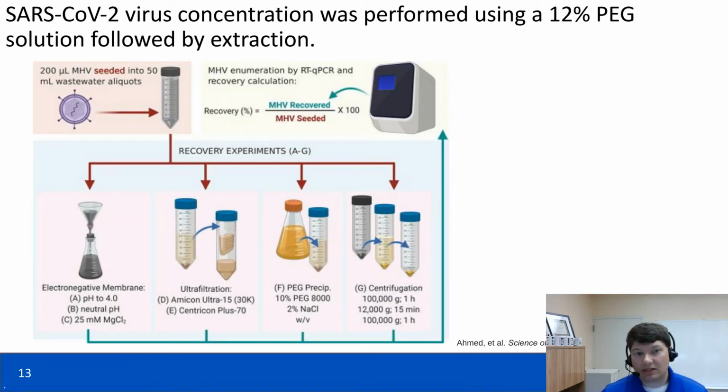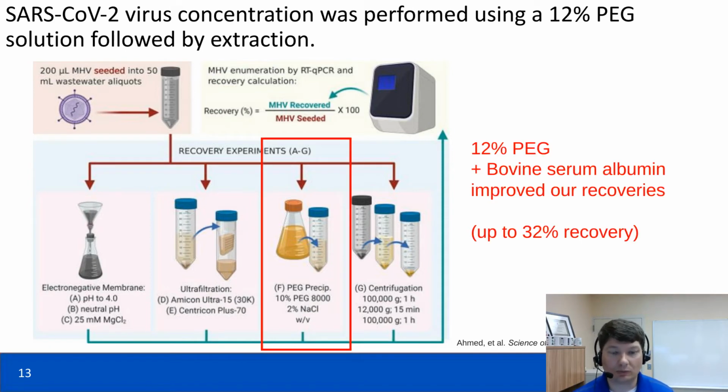Lots of methods are out there to concentrate that SARS-CoV-2 virus. In particular, for this study, we were using a 12% PEG solution followed by extraction. At the beginning of the pandemic, you had electronegative membranes, ultrafiltration, and general centrifugation steps. We tested all 4 of these, and in general, our recoveries were best with the PEG precipitation. And so we used a 12% PEG solution with bovine serum albumin that improved our recoveries. Our recoveries, which were measured with a surrogate virus, Murine Hepatitis Virus, could be upwards of 32%.